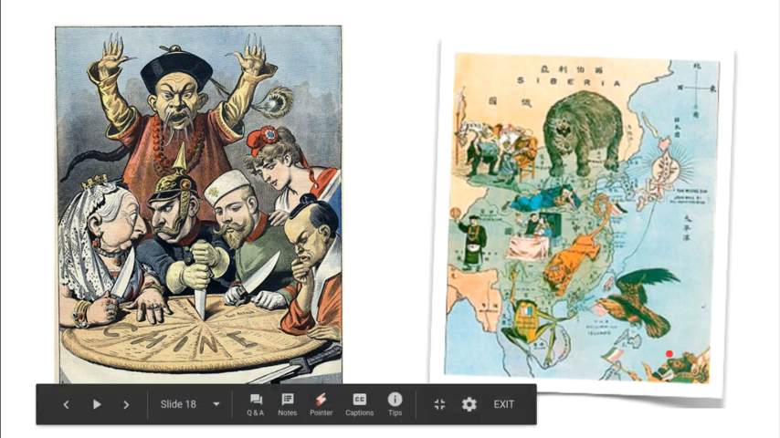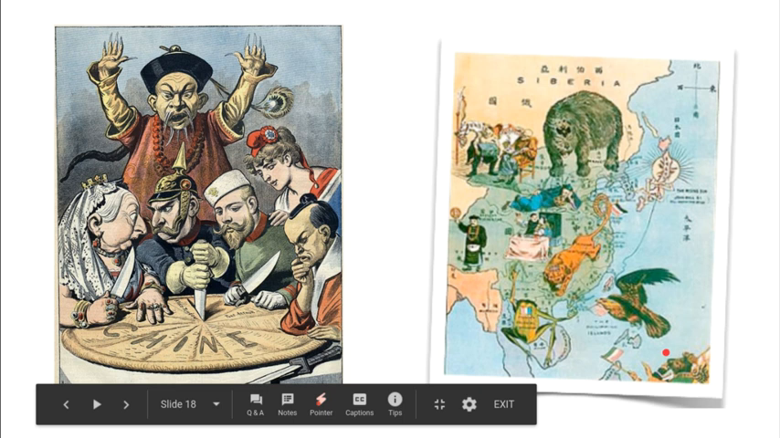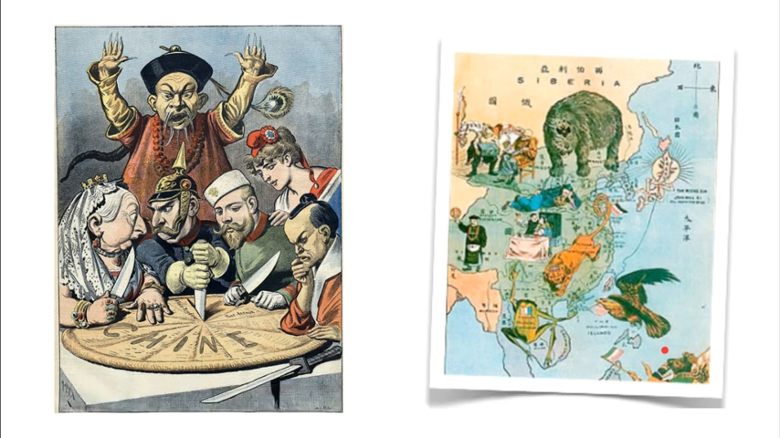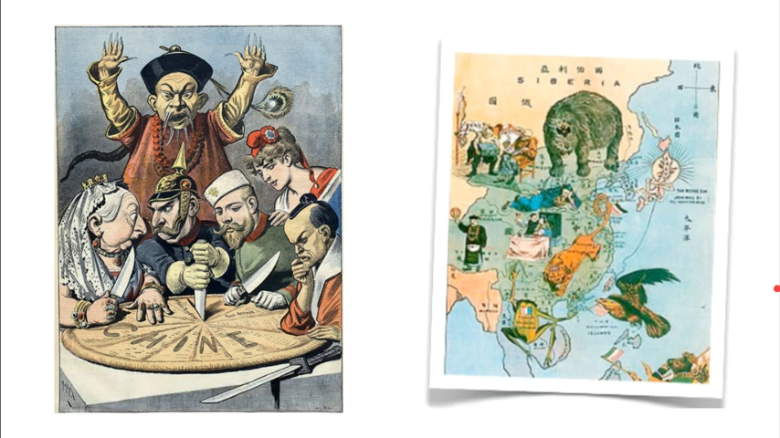And we have, where the heck are the, huh. I can't find the British. If you find the British, let me know. Normally they're depicted by a lion, and for some reason I can't quite make them out here. But all of these are world powers carving up China.